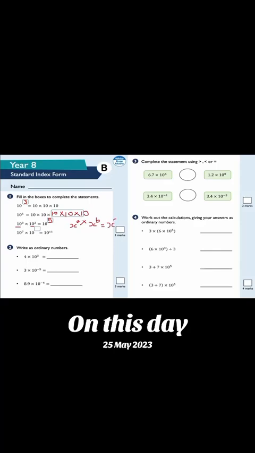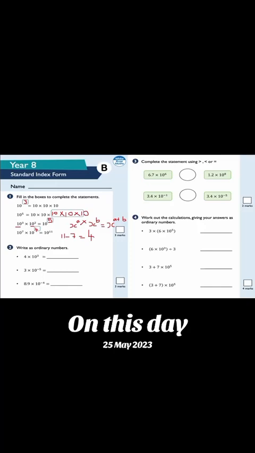Next one, 10 to the power of 7 times 10 to the power of something equals 10 to the power of 11. Well, working backwards, if I do 11 take away 7, I get 4. So 10 to the power of 7 times 10 to the power of 4, well, I will just add the powers. 7 plus 4 is 11. So that does confirm that my answer is correct.